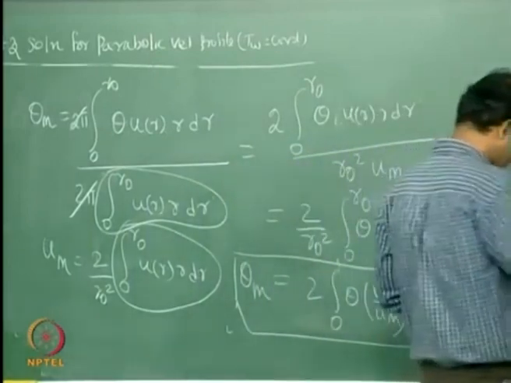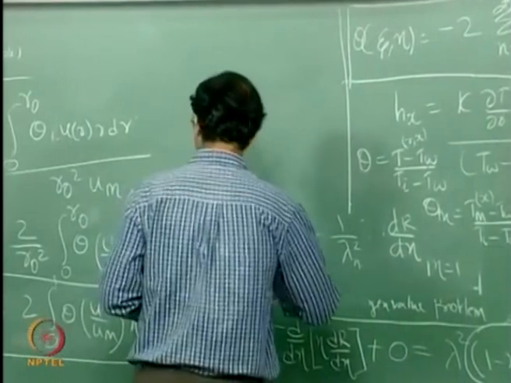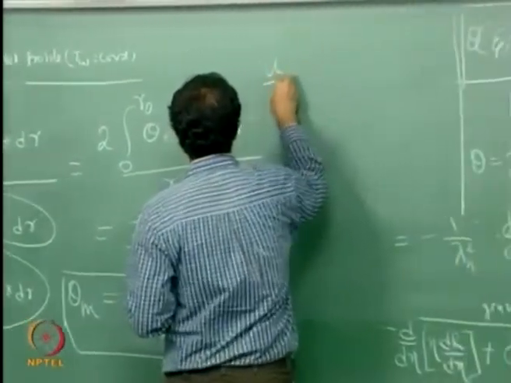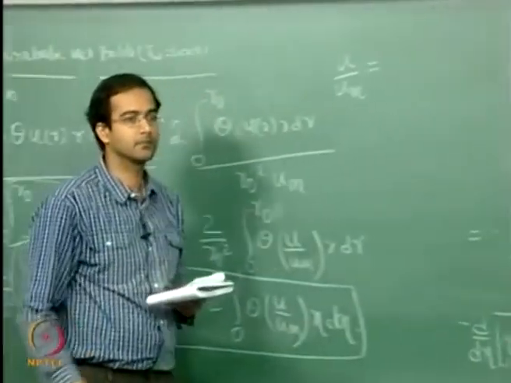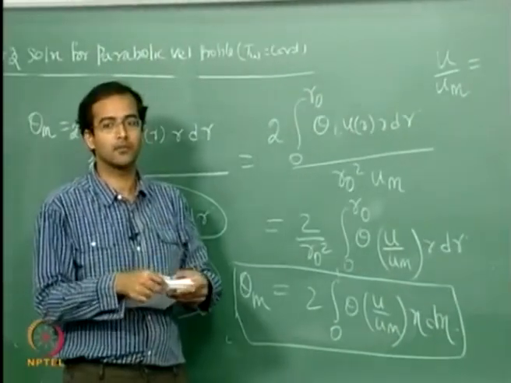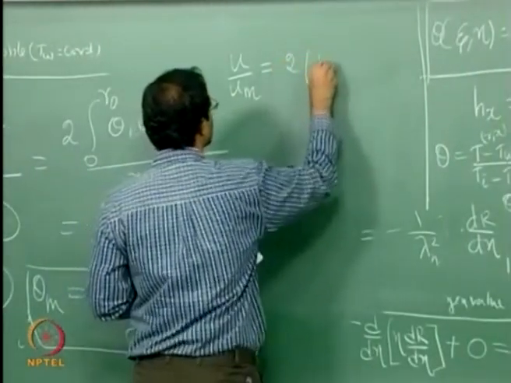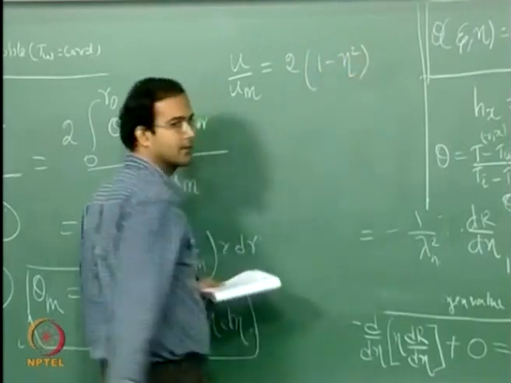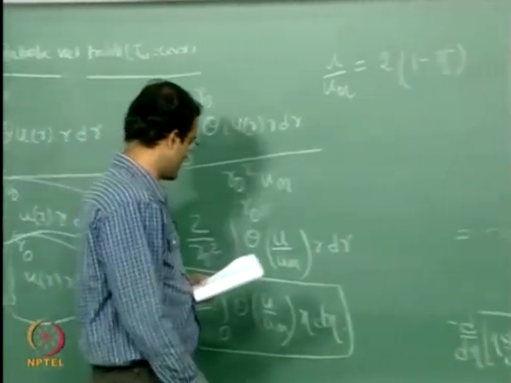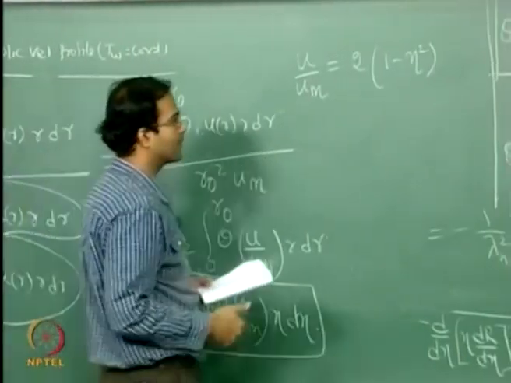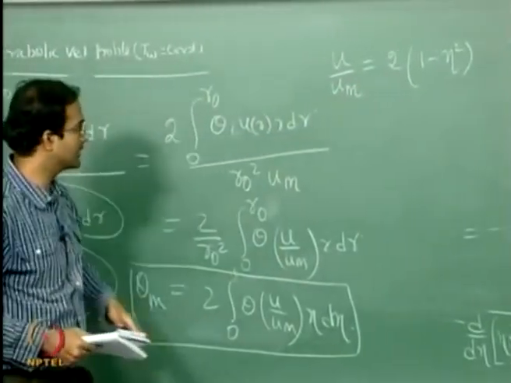So I can now substitute. I already have my expression for u by u m. What is the expression for u by u m? That is from the fully developed parabolic velocity profile, right? That is twice 1 minus eta square in terms of the non-dimensional coordinate. So I can substitute for theta coming from equation 2 and the velocity profile from this into theta m.